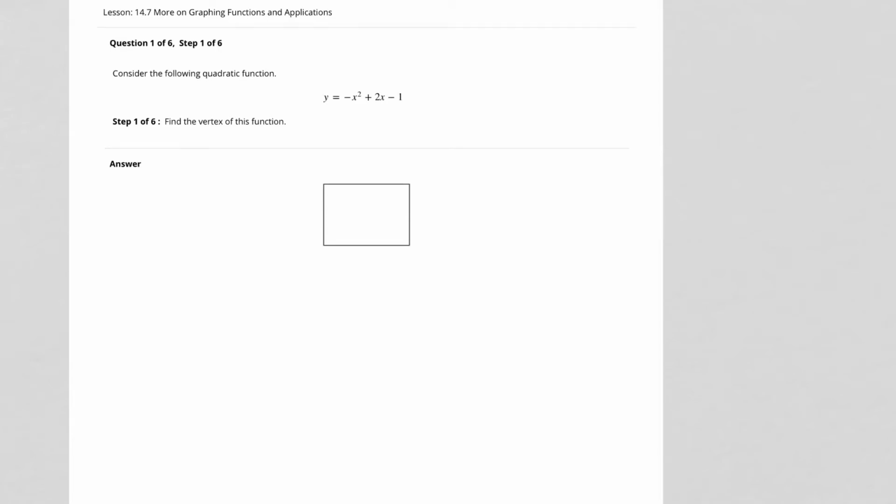Consider the following quadratic function. y equals negative x squared plus 2x minus 1. Step 1 of 6, find the vertex of this function. This equation is in standard form, so we will use the fact that h equals opposite of b over 2a to find our vertex.